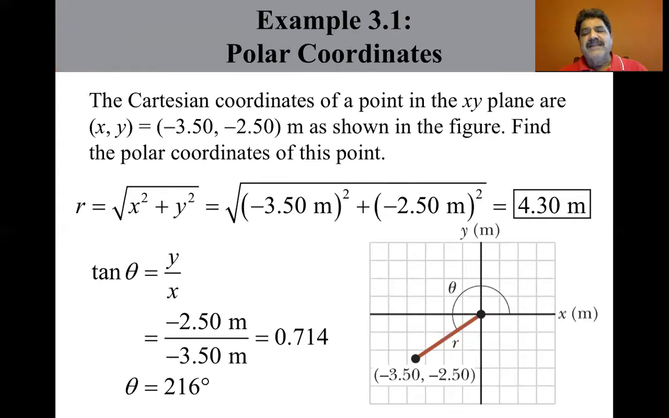If you take the arctangent of 0.714, you'll probably get something in the first quadrant, but you'll have to add 180 to that to get 216.